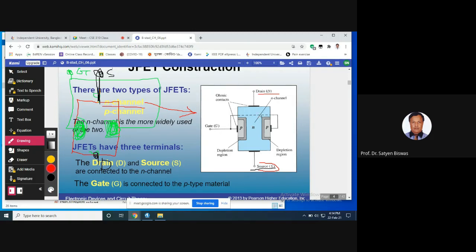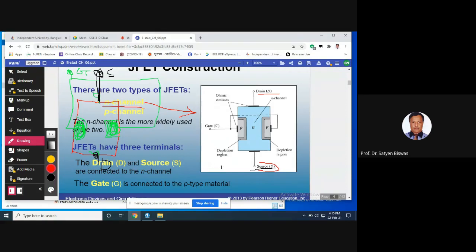Because the current, or we can say the carrier, will flow through it. In this case, this is an n-channel. N means negative, so the negative will be coming from ground, right? We know that our world, our ground, is the universal source of electrons, right?